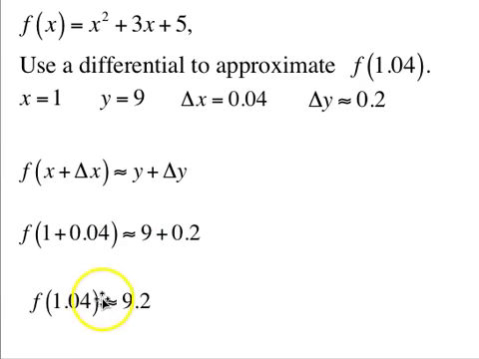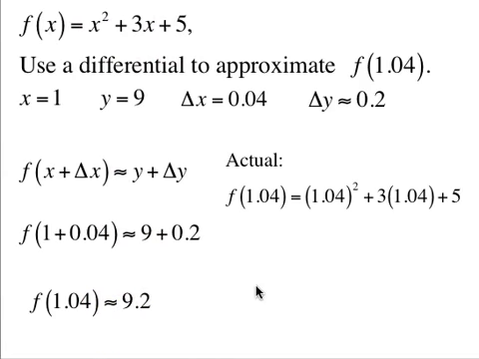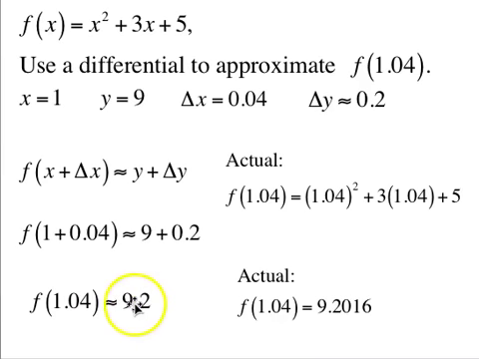But we could find the actual number just by plugging 1.04 into this function. If I took 1.04 squared plus 3 times 1.04 plus 5, I should get something close to 9.2. Did we? 9.2016. I'd say that's pretty close to 9.2. So this is an approximate answer. This is an actual answer. The 9.2 is what we get from the differential, and that indeed is what this question was asking, to use that differential to find that approximate value.